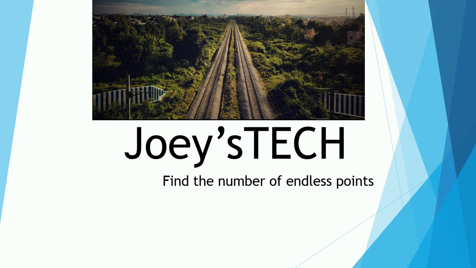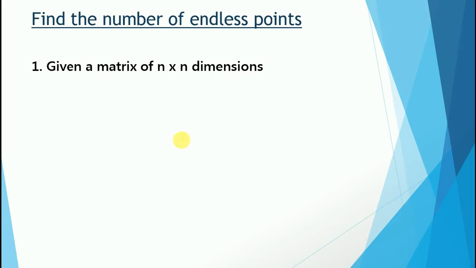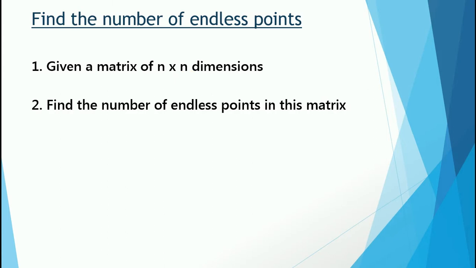Now let's see the problem statement. The first statement of the problem is that you are given a matrix of n by n dimensions. So it's a square matrix. That means that if there are 4 rows, then there will be 4 columns in the matrix only. And if there are 3 rows, then there will be 3 columns in the matrix only. You need to find the number of endless points in this square matrix given to you.